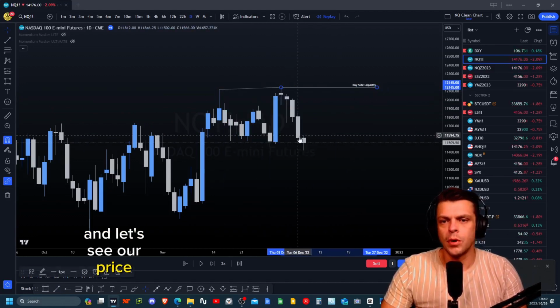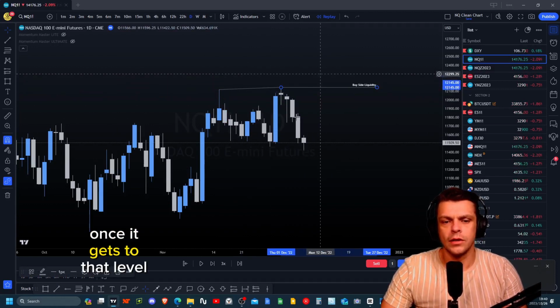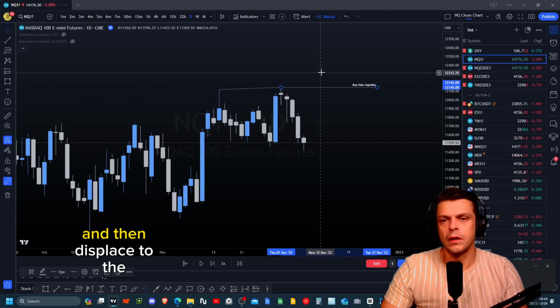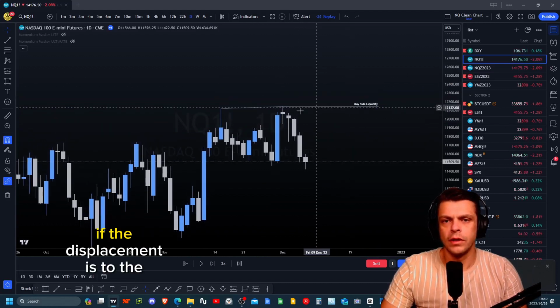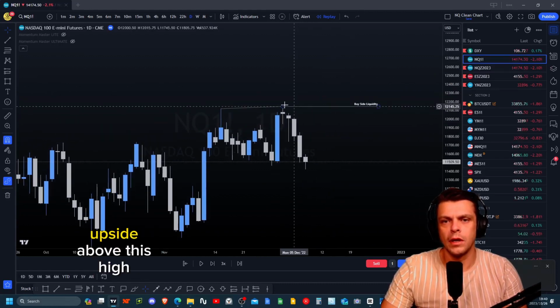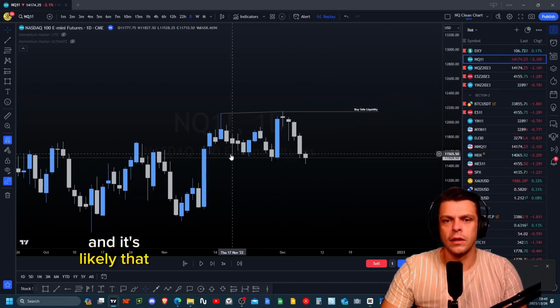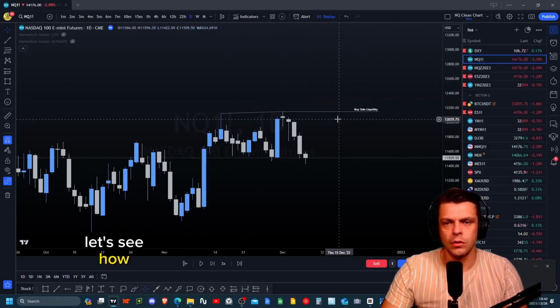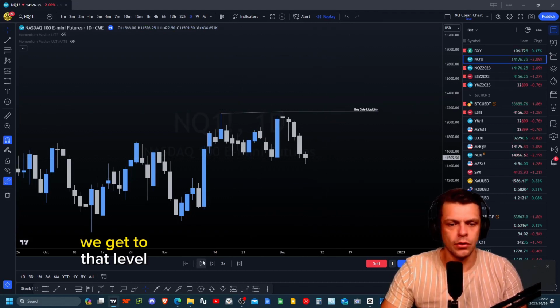And let's say our price action reacts once it gets to that level. So we just want to see it tap into it and then displace to the downside. If the displacement is to the upside above this high, then it's likely that the bullish market structure will continue. So let's see how the price action reacts once we get to that level.